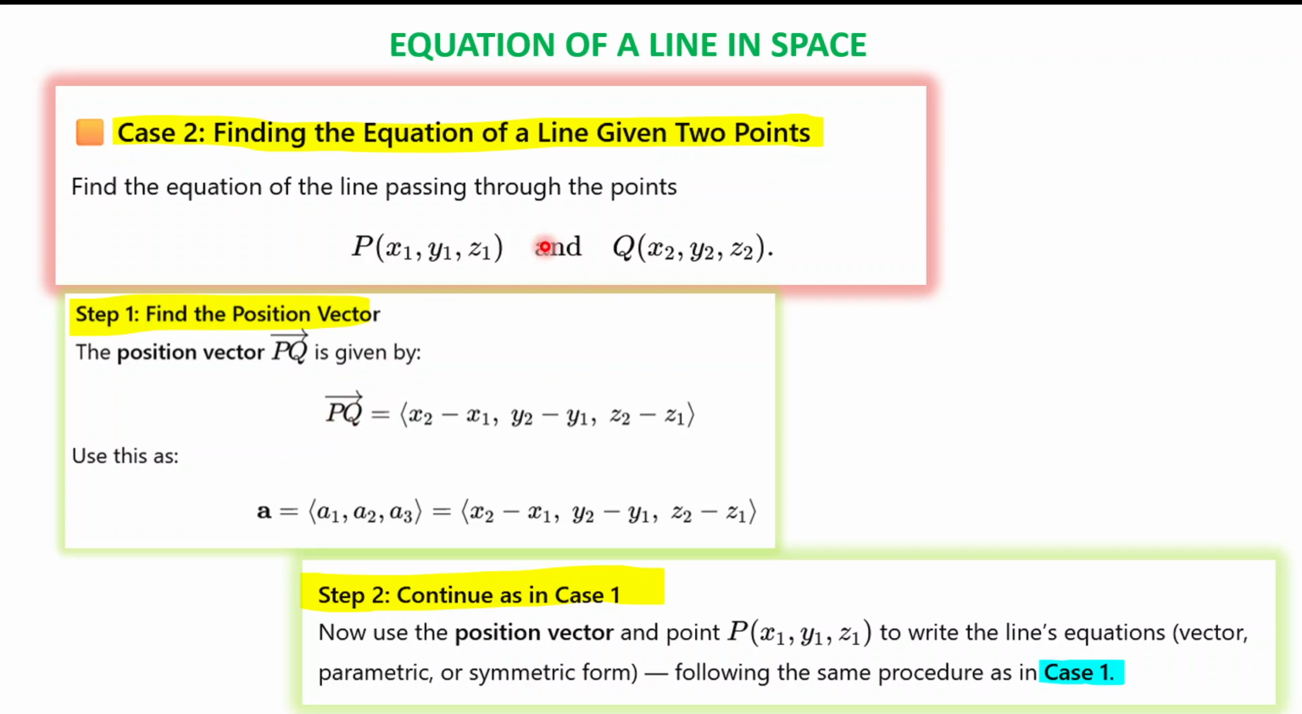How do we find it? Terminal minus initial. So this is the position vector for these 2 points, and this is what I'm going to use as A1, A2, A3. Now we have the position vector and we have 1 point. You could use any of them, by the way, but usually we use the first one, P. Now I have 1 point and I have A1, A2, A3, and then I'll use exactly what we've done in case 1. All of the coming cases always take you back to case 1. Okay, let's try one example.